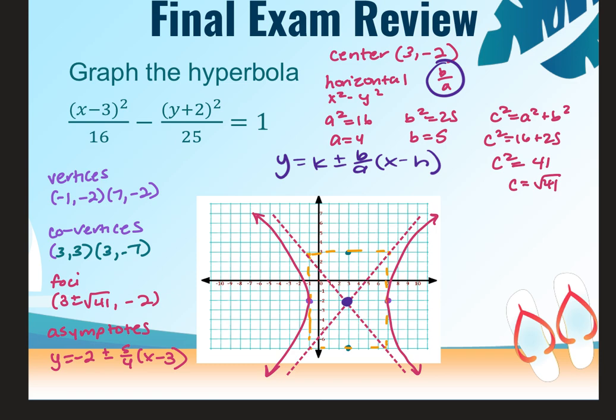Questions on that one? Okay. The a and the b. So the a is, in this case, horizontal. So I went to the right and left my a, and I went up and down the b. And then literally from those 4 points, you draw your little rectangle. And then draw the asymptotes through the corners. That tells you how wide to make it.